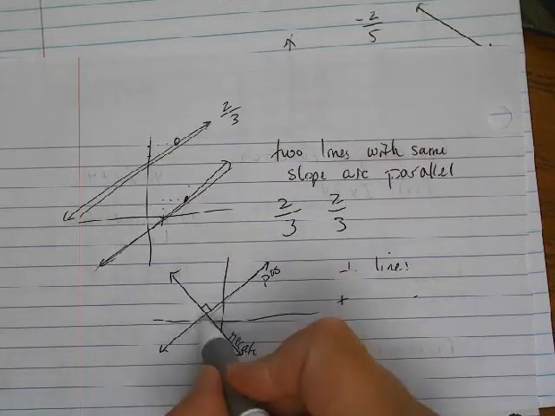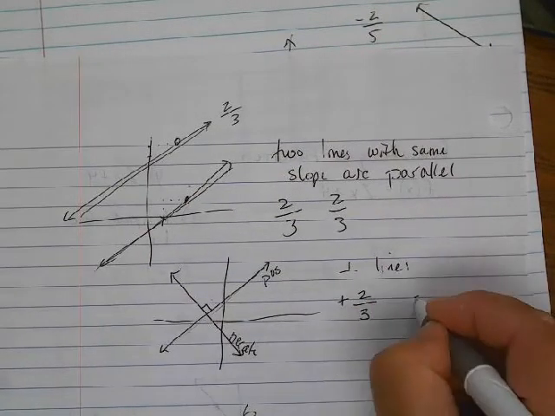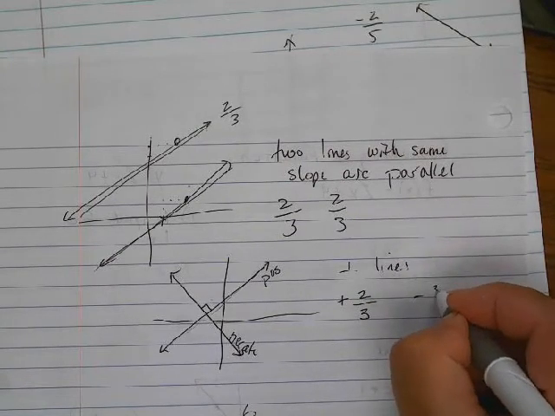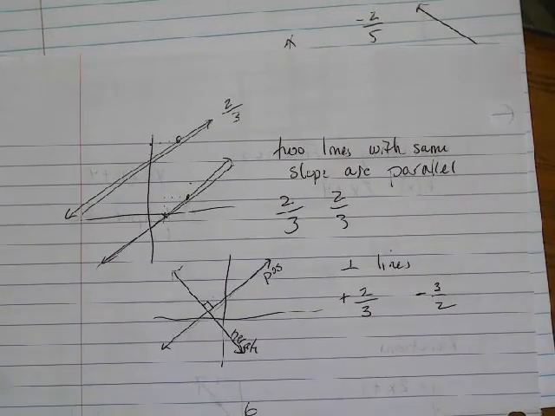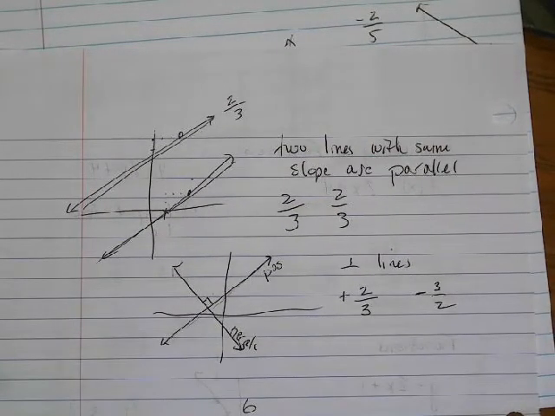And actually, if this one had a slope of positive 2/3, this one would be a negative 3/2. So perpendicular lines are not only opposite signs, but they are reciprocals as well. You switch the numerator and the denominator to tell if they're perpendicular lines.